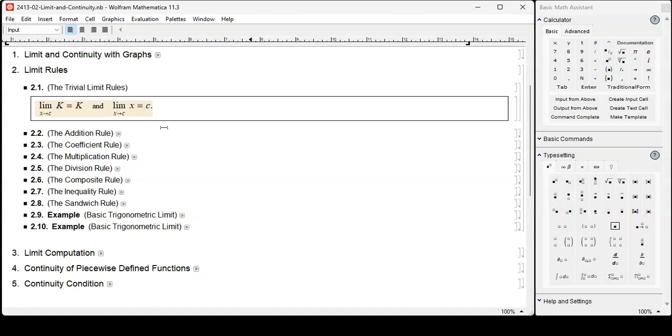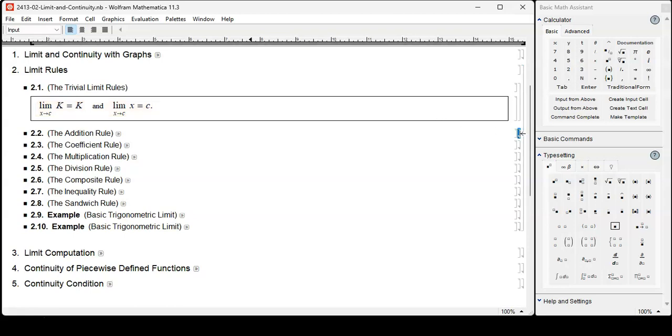Oh, come on. Really. How about the next rule here? As x approaches c, x approaches c. Well, this is even worse. If x goes to c, then x goes to c. It's that simple. That's why we call those trivial limit rules. Constants stay the same. x basically becomes c.